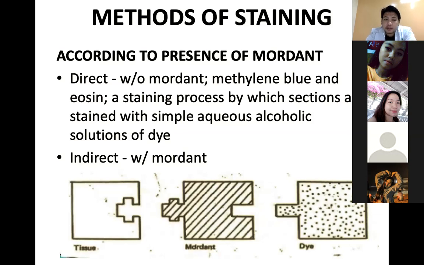But when it comes to indirect, when we say direct staining class, it goes straight to the stain. But when we say indirect, before applying the stain, you are going to use a mordant. This mordant is a bridge of the tissue to the dye. So it will link our dye to our tissues. So don't forget the mordant.